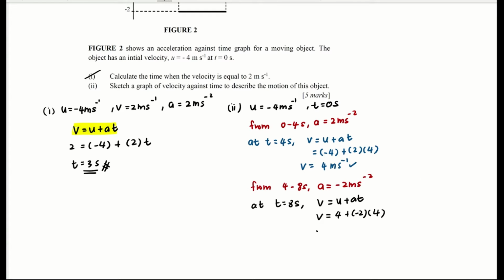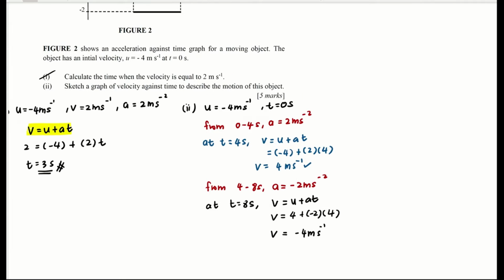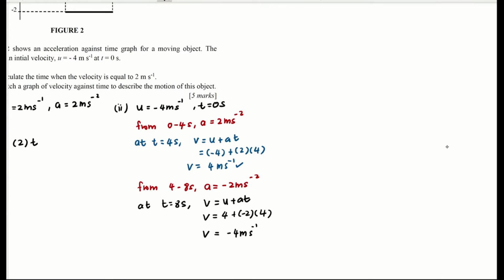Okay, so that means the velocity at 8 seconds is equal to -4 meters per second. Alright, so now let's try to sketch the graph. So let's say here we have v in meters per second, and here we have t, the time in seconds, starting from 0. So we're going to have 0, 4 seconds, then 6, and this is 8 seconds.